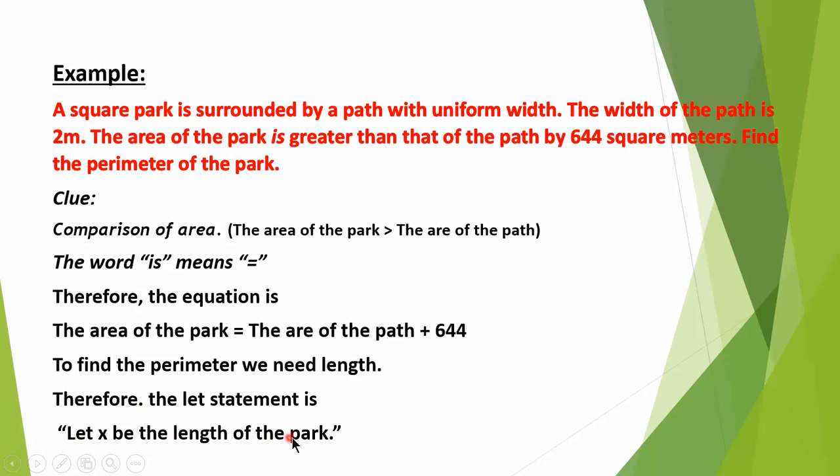Let x be the length of the park. Why? Because the question sentence is here: find the perimeter. To find the perimeter, you need the length because this is a square. Then we can find the perimeter. So this x can be introduced in the equation and we can solve.